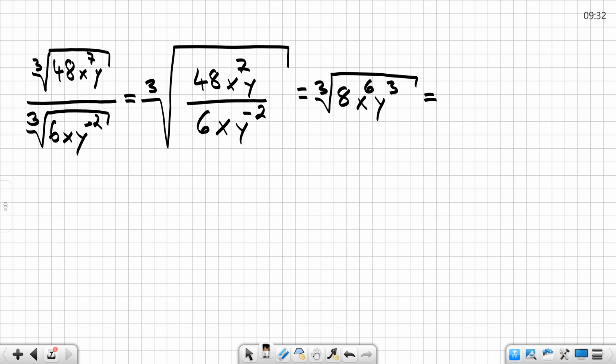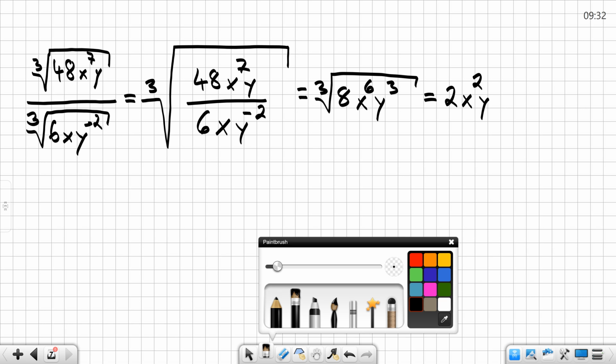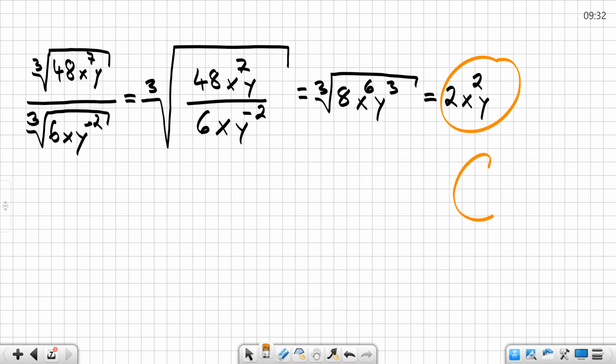And lo and behold, these are all perfect cubes. The cubic root out of 8 is 2. X to the 6th divided by 3 is x to the 2nd. Y to the 3rd divided by 3 is y to the 1st. So this one right here turned out to be really nice.